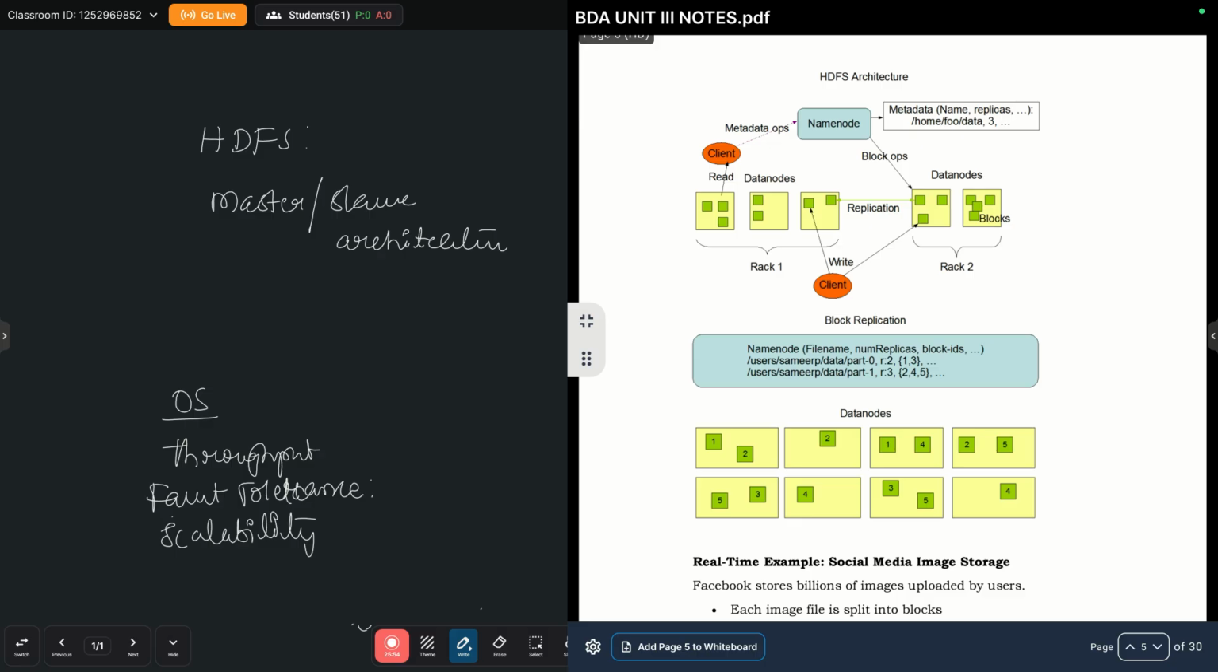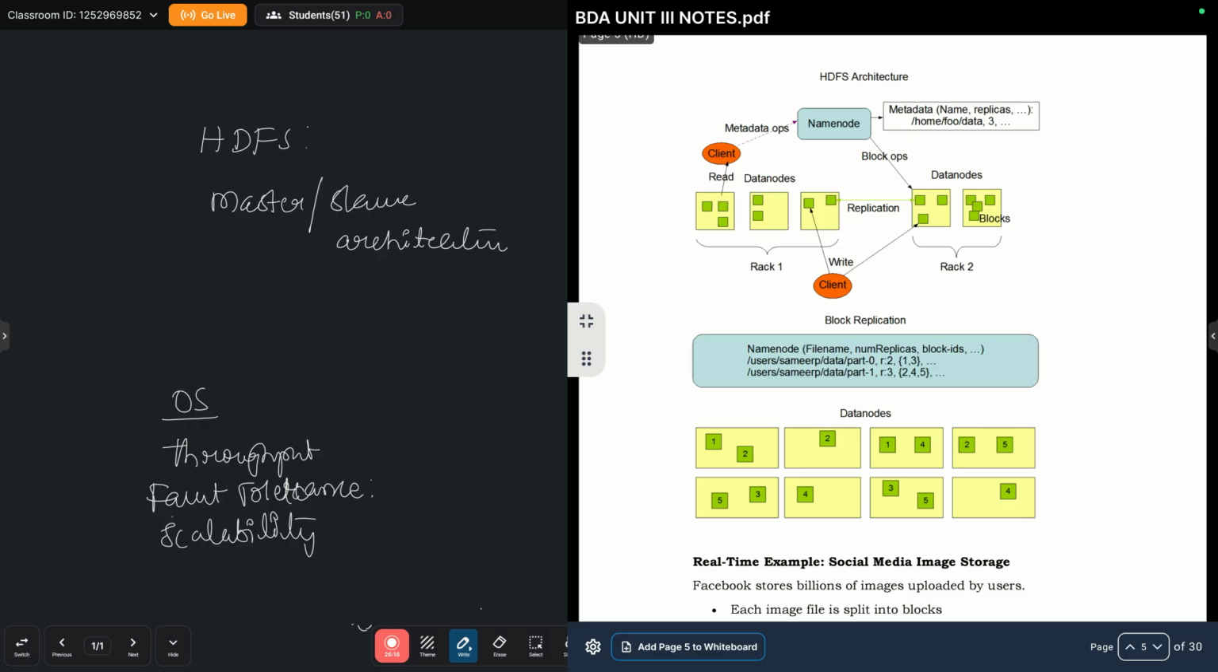Data about data. That means it contains information about the name of the data block, the replica of the data block, how many copies of the data blocks are stored and where they are stored. For example, slash home slash foo slash data is nothing but the path.